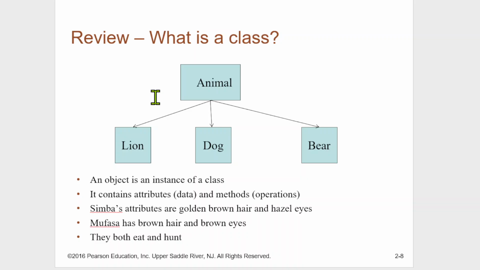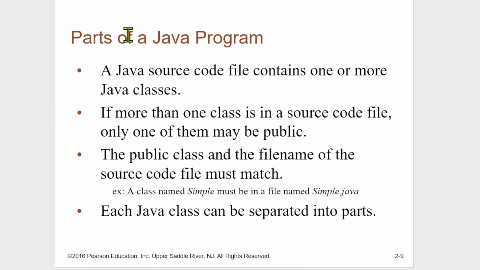Think of the class as like a blank form, and once you start to fill it in, now it's an instance. It contains attributes, data, and methods, operators. Simba's attributes would be like golden brown hair, hazel eyes. Mufasa, brown hair, brown eyes. They both eat and hunt, so that would just be standard attributes for both of them. So these are very basic parts of a program, and all the early programs we're going to have are going to contain only one class, but a Java source code file contains one or more classes. You have to have at least the one. So that's the very beginning.